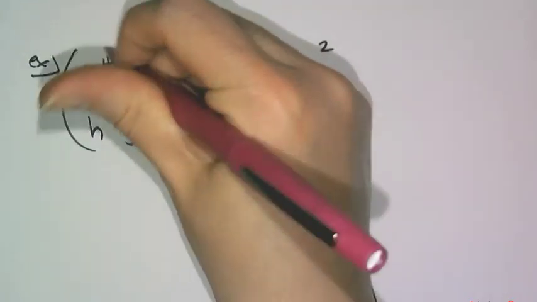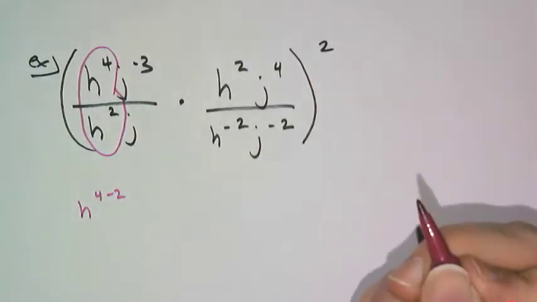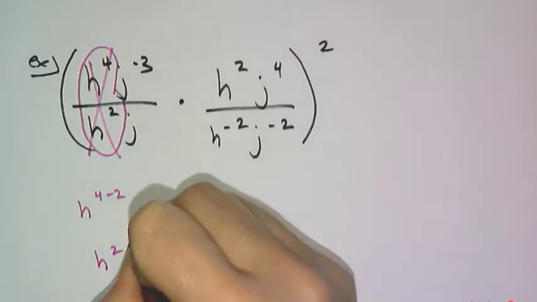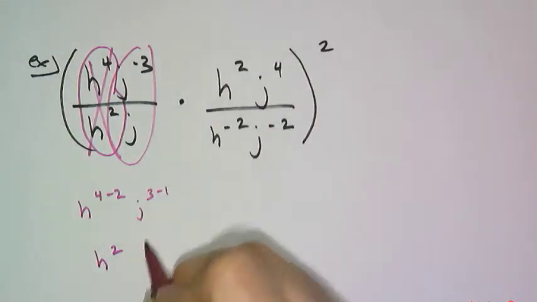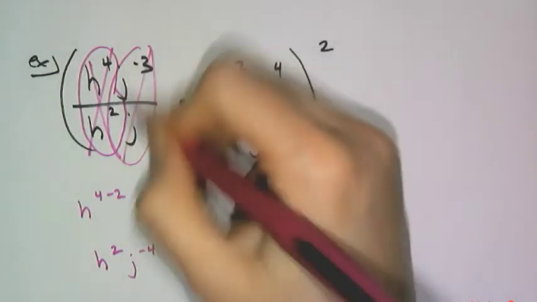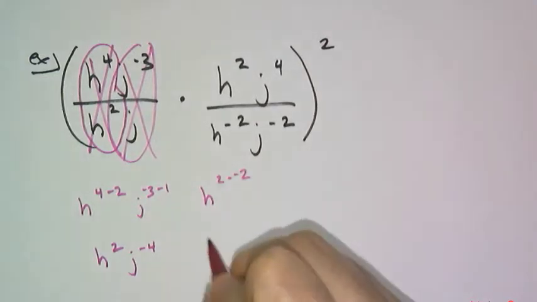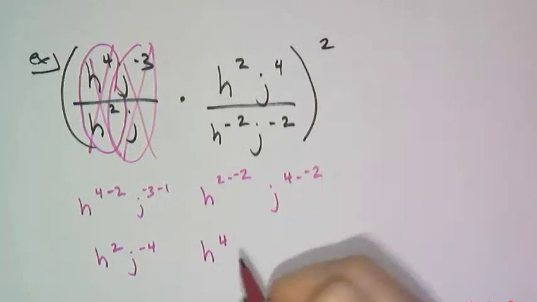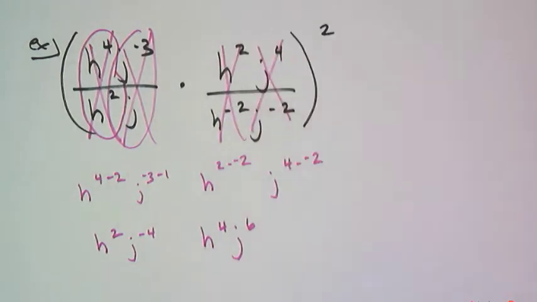So I'm going to start with the h's over here. H to the 4th minus 2 using the quotient rule gives me h squared. That chunk's taken care of. Then I have j cubed minus 1 using the quotient rule. Oh, j to the -3rd power minus 1. I get j to the -4th. That's taken care of. And so then on this side, I get h squared minus -2, which is h to the 4th. And I get j to the 4th minus -2, which is j to the 6th. So those are all taken care of.